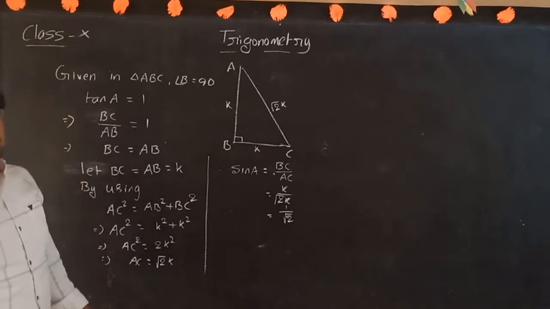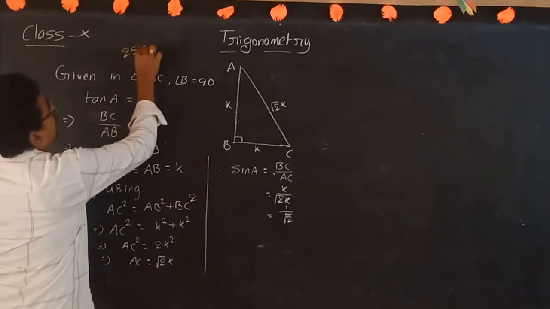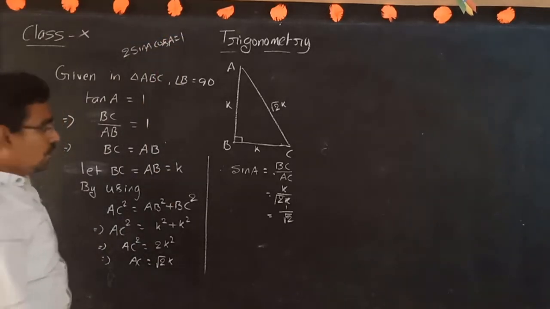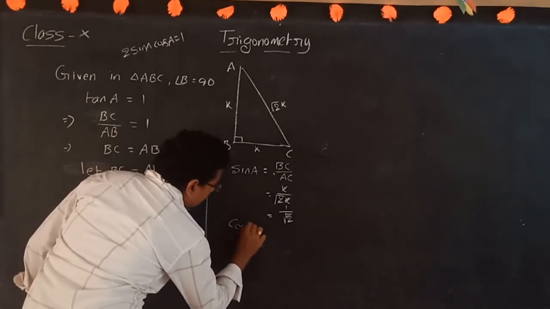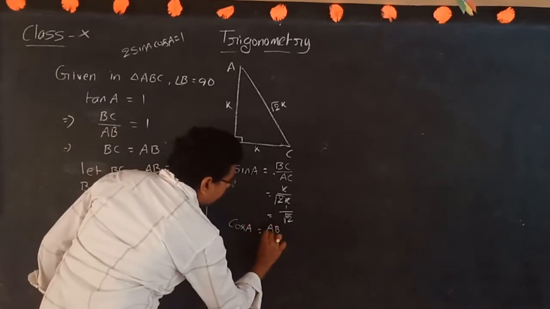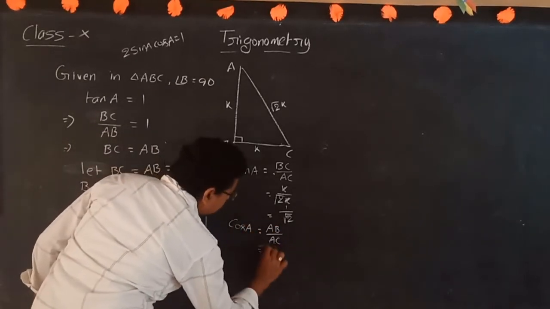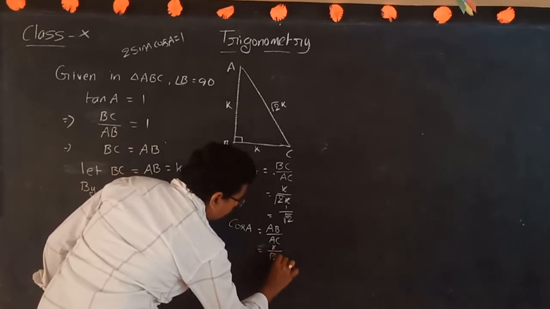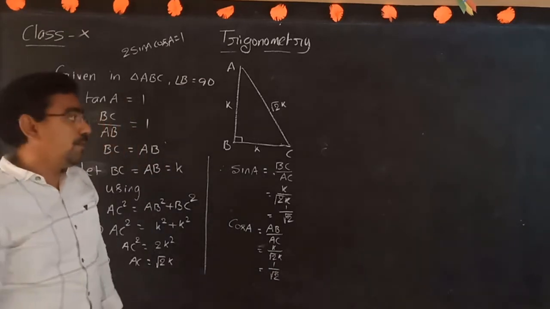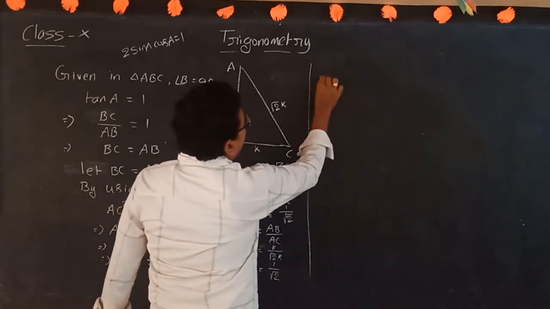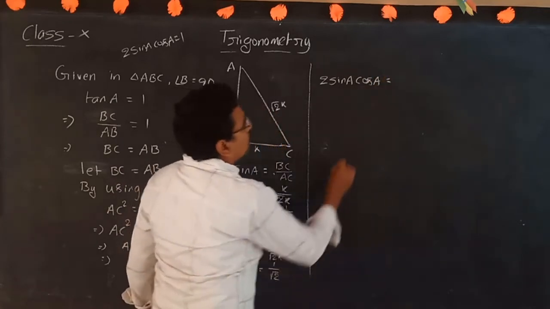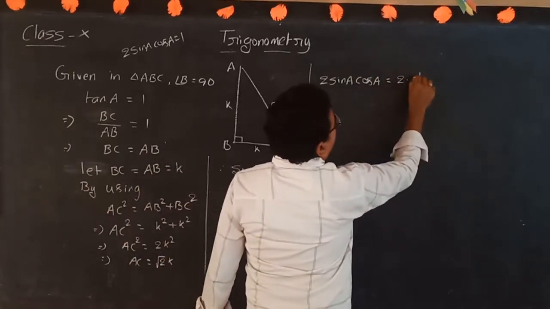Then one more value: we should check that 2 sin A cos A equals 1, so I am adding the cos A value. Cos A equals adjacent side by hypotenuse, that is AB by AC, which is k by root 2 k, so 1 by root 2. The cos A value is 1 by root 2. Now substitute these two values in the problem, 2 sin A cos A. Now you have identified the sin A value: 1 by root 2.